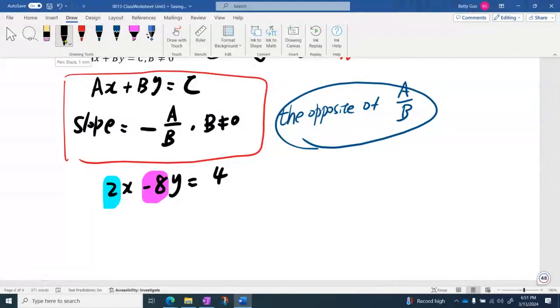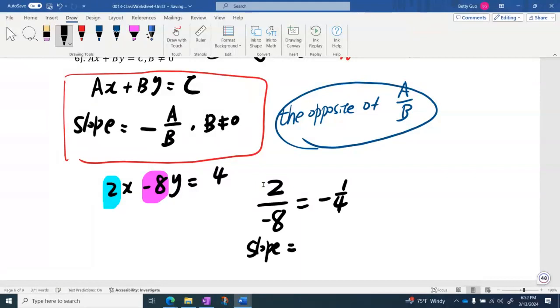This is what I do. I first identify the coefficient of x on the top, the blue on the top, over the coefficient of y on the bottom, the pink on the bottom. And what I have is negative 1 over 4. But the slope is not negative 1 over 4. The slope is the opposite of the number you just got.